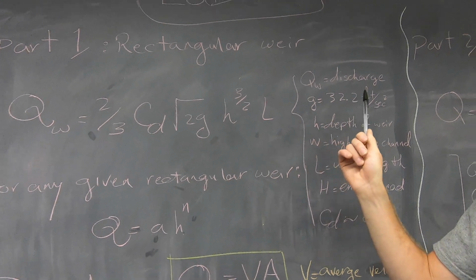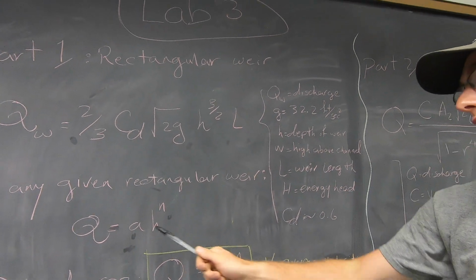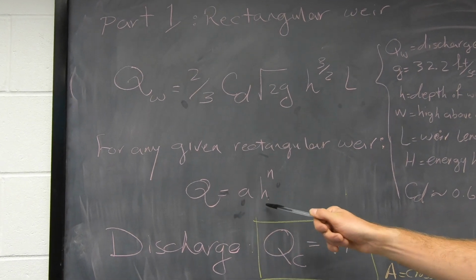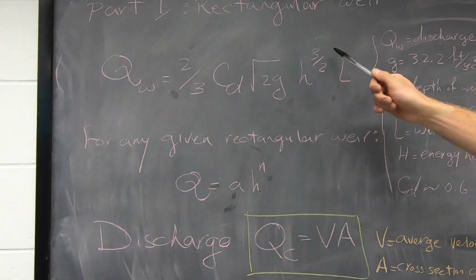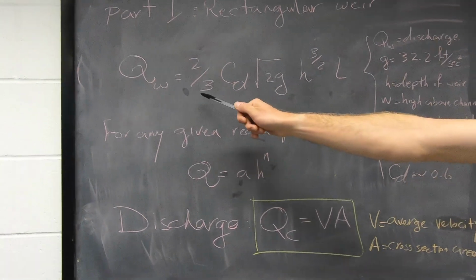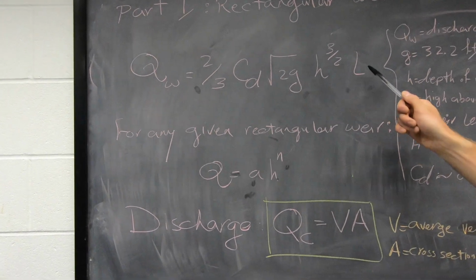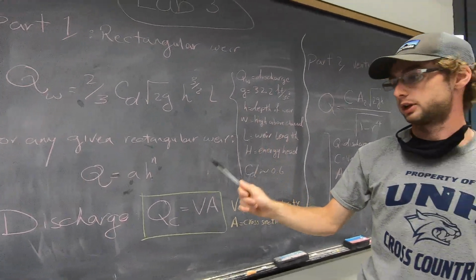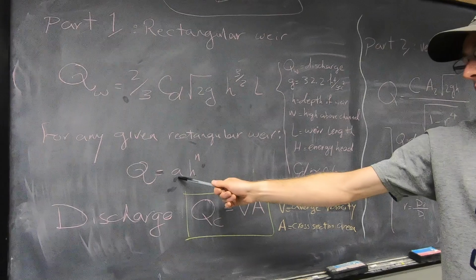So for any given rectangular weir, that can be simplified to Q equals A H to the N. N here is our 3/2, and H is still H. A is all of this here, and the length of the weir. You're going to be fitting your data that you collect from this lab to that equation.